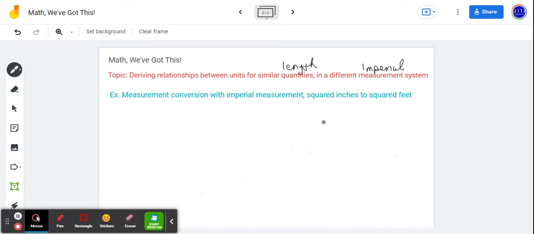So let's say, for instance, that we're looking to convert between squared inches and squared feet. So for instance, we could ask ourselves, well, if I have 1 squared foot, just exactly how many square inches is that? All right. Well, let's go back and look at some facts. Well, we know that within 1 foot, there are 12 inches.